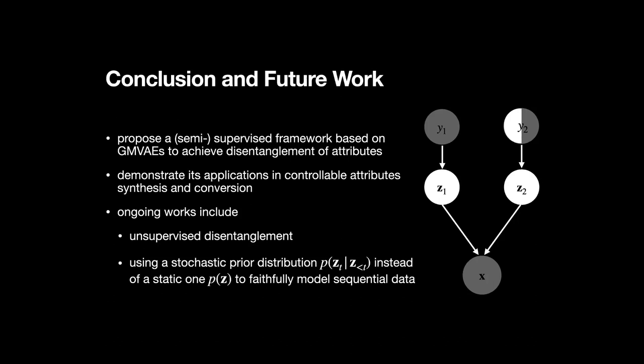And we want to use a stochastic prior distribution via LSTM. That means that the latent variable z_t at time step t depends on the latent variables of the previous time steps. So instead of regularizing all time steps using the same static prior distribution, we want to use a more stochastic and dynamic prior distribution. And this allows for a more faithful modeling of sequential data, and I think that is important for musical and audio sequences. So that's pretty much it. And I think I can receive your questions and try to answer if I can.